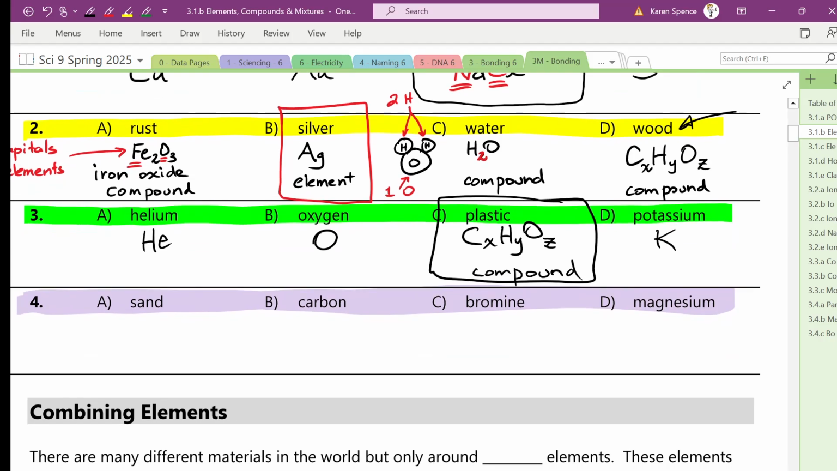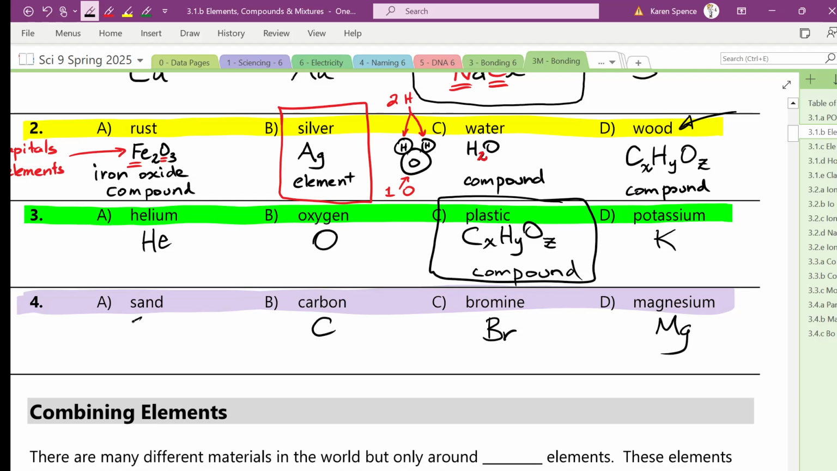Sand. We don't know sand, do we? Is it an element though? No. Carbon? What's carbon? C. Bromine? Br. And magnesium? Mg, very nice.